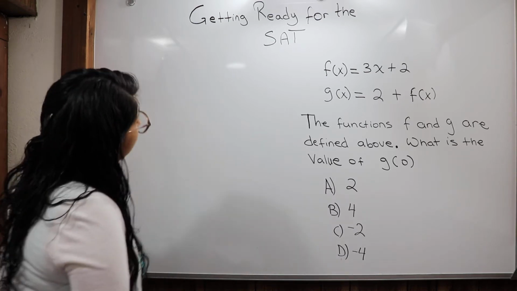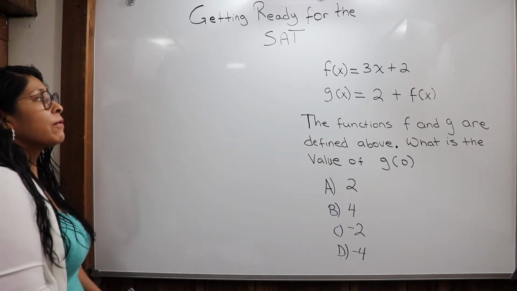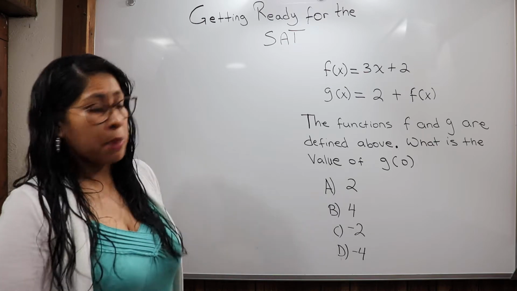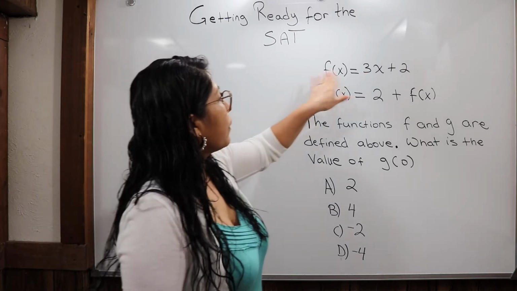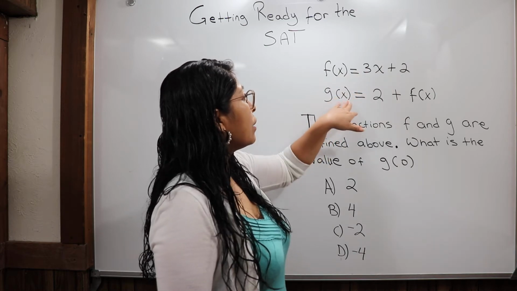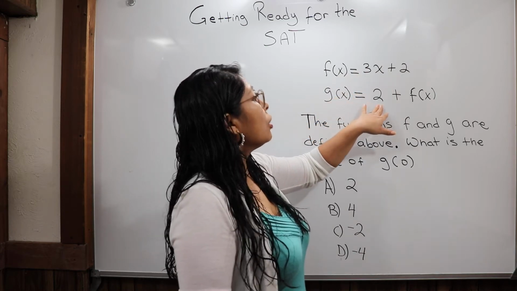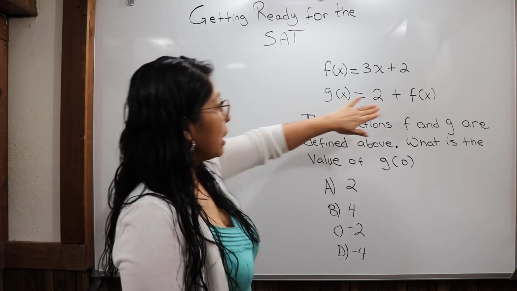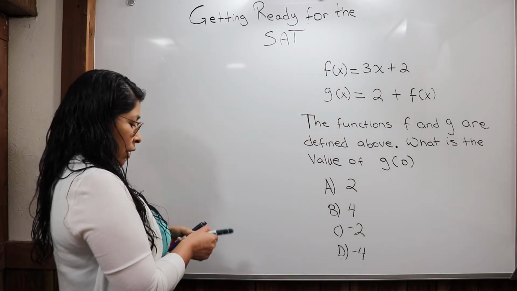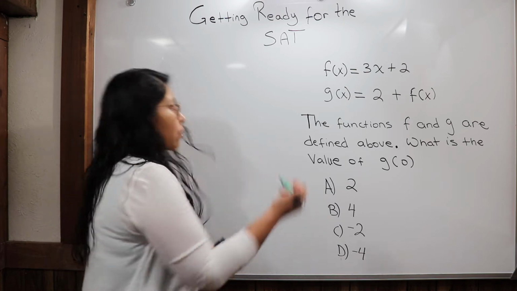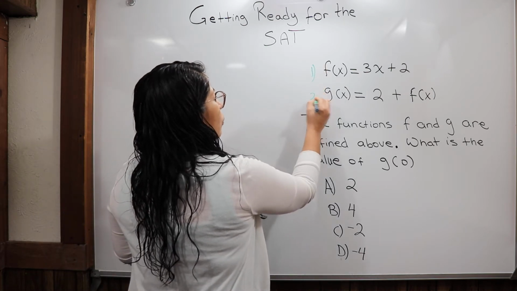We have a problem for the SAT, getting ready for the SAT. And this time I have functions. I have two functions: f of x equals 3x plus 2, and g of x equals 2 plus f of x, which means I'm going to be adding f of x. Since I have two functions, I'm just going to label them function 1 and function 2 right here.